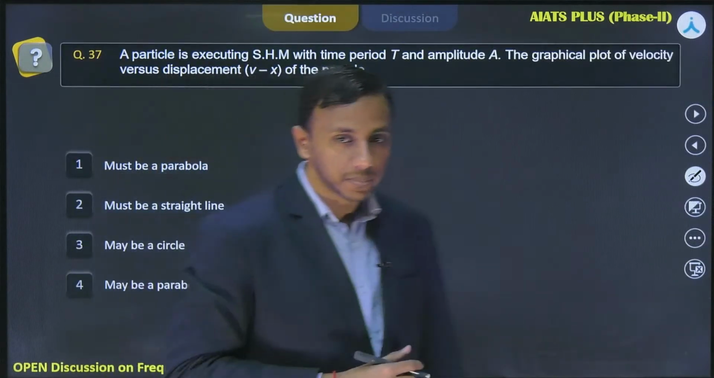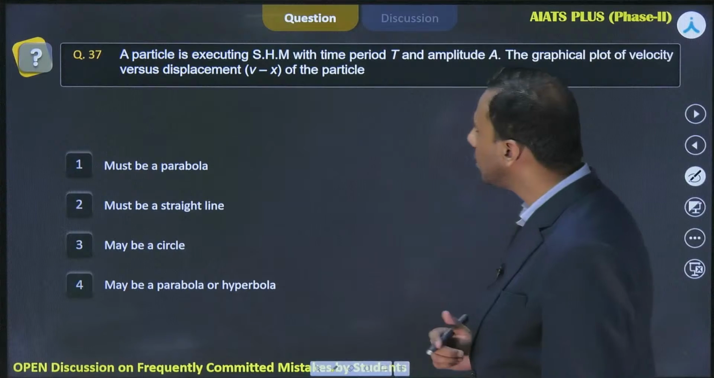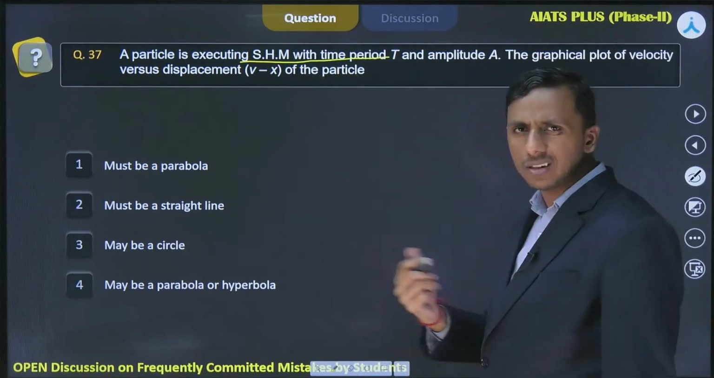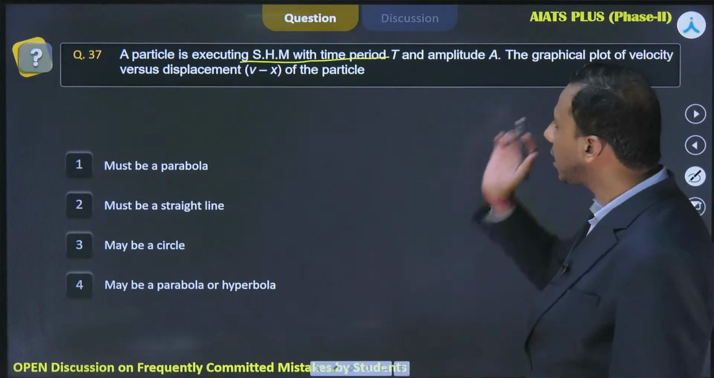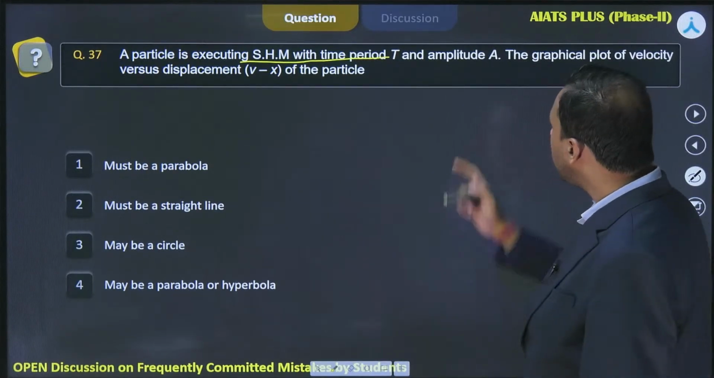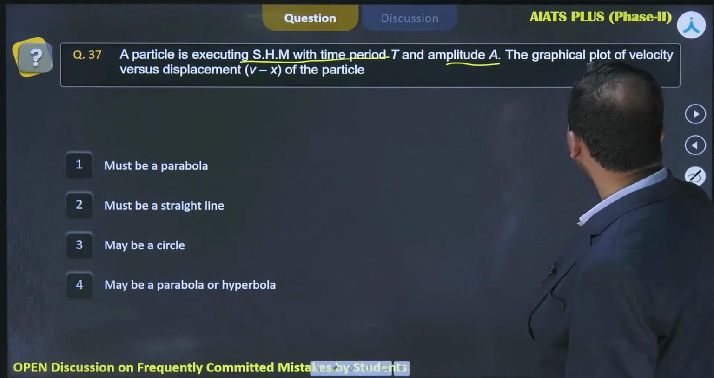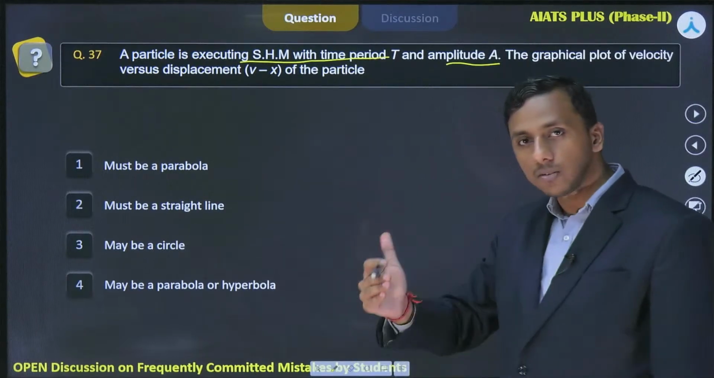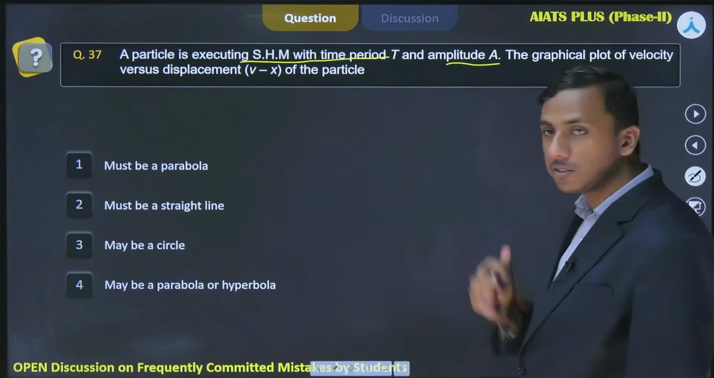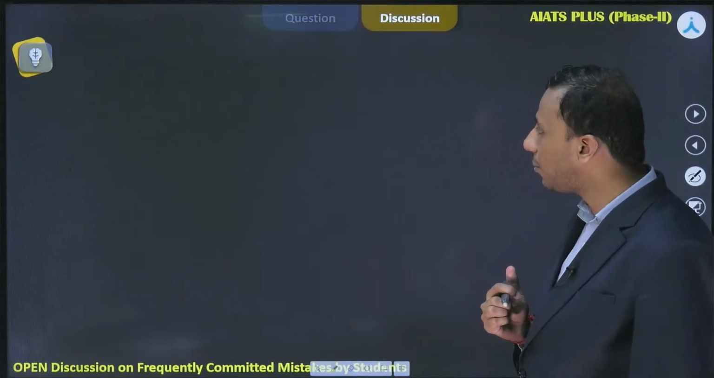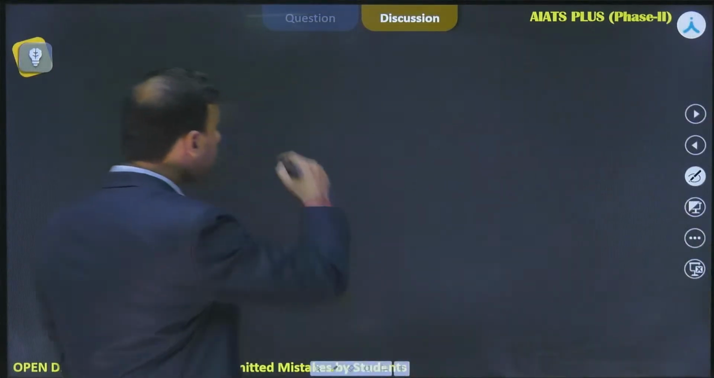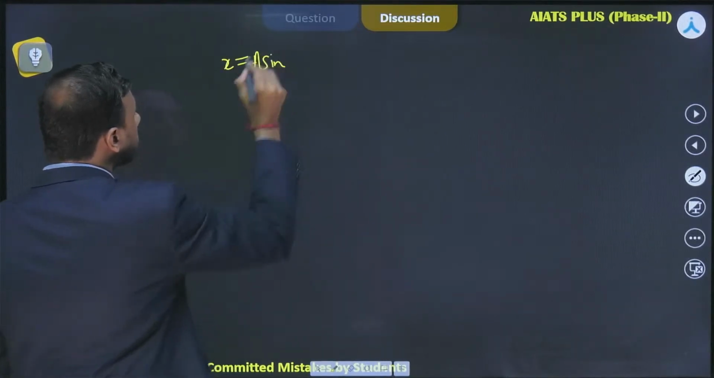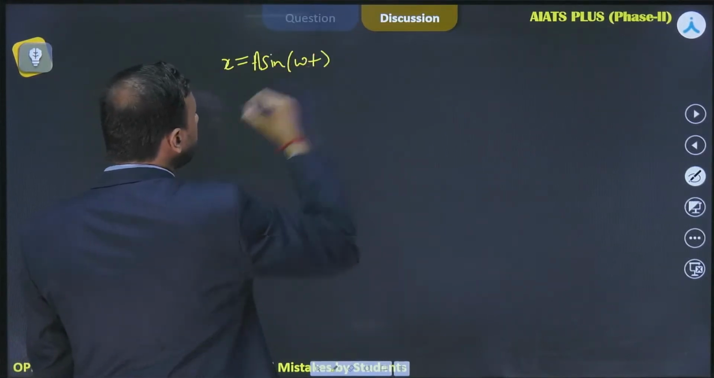Moving on. See here, they said a particle is executing SHM with time period T and amplitude A, and they are asking for the graphical plot of velocity versus displacement. So what was displacement equal to? Can you tell me? We'll come to the plot. We wrote the equation as x equal to A sine omega t, isn't it?